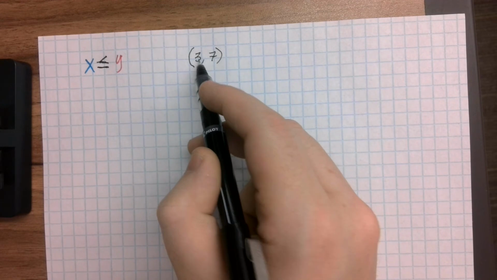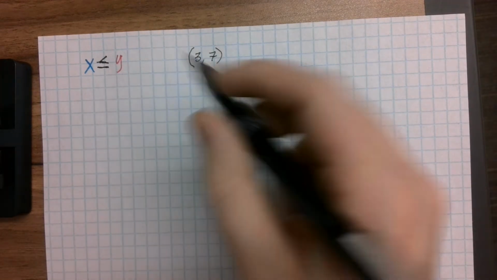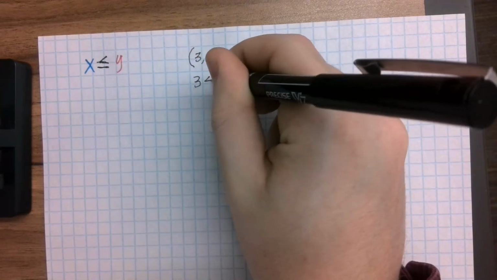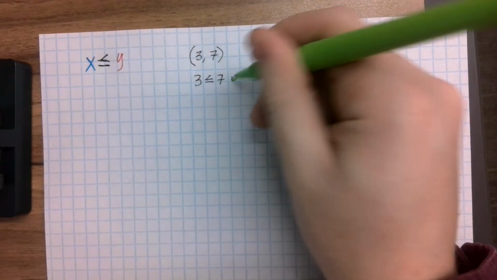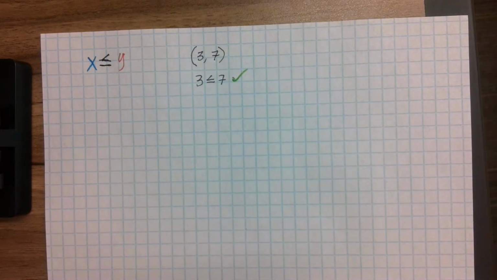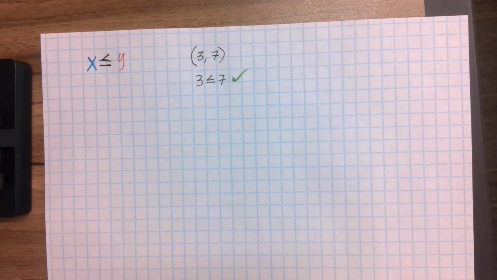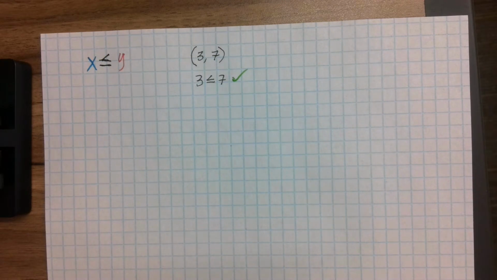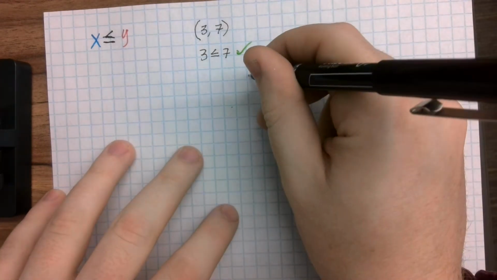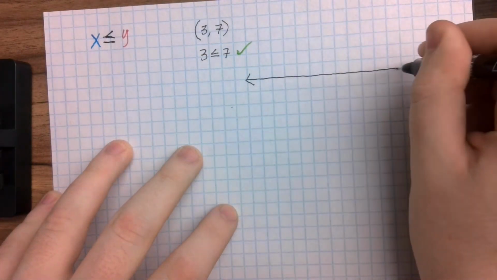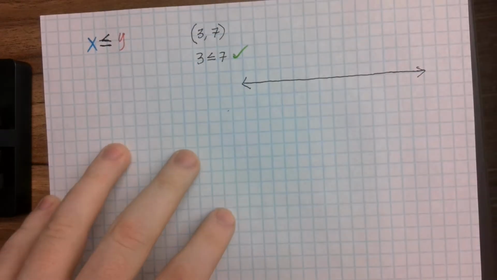We have to plug our x into x and our y into y, giving us 3 is less than or equal to 7. So yes, 3 is less than or equal to 7, so 3, 7 is a valid solution. But let's say I wanted to figure out all possible solutions of this inequality. Well, normally what we did is we would have a line graph or a number line, something like this.